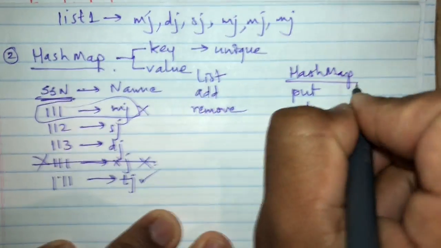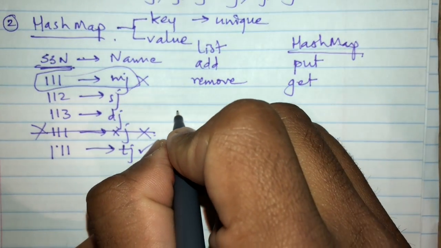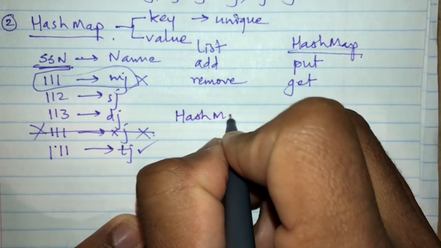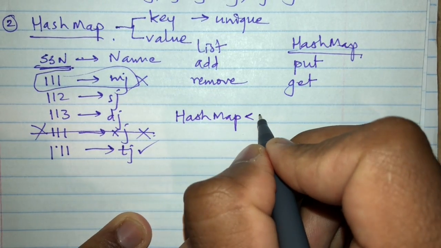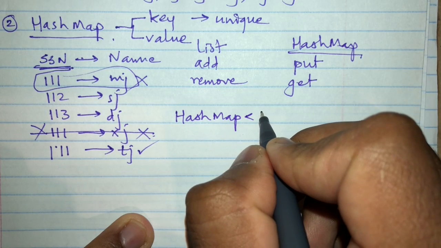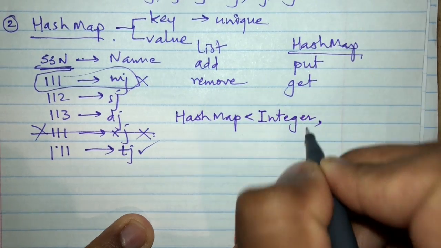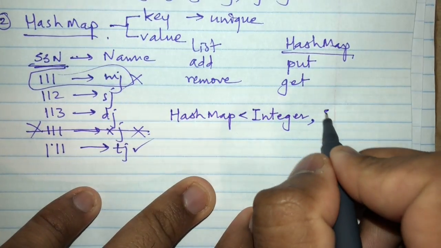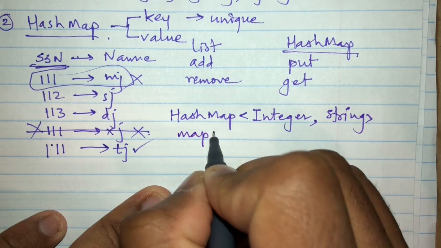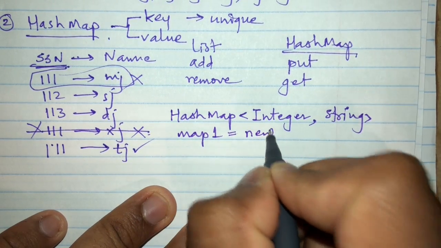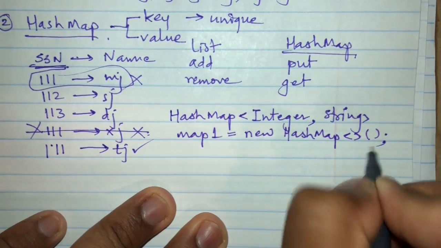So let's say I created a hash map, and I'll give you again a pseudo code. I'll say hash map of SSN. Let me treat it as a number even though it's not a number. I'll say Integer. Instead of using an int variable, I'm using the Integer class, and the name will be String. The name of the hash map, let's say map1 equal to new hash map. I'll just leave it blank like this.